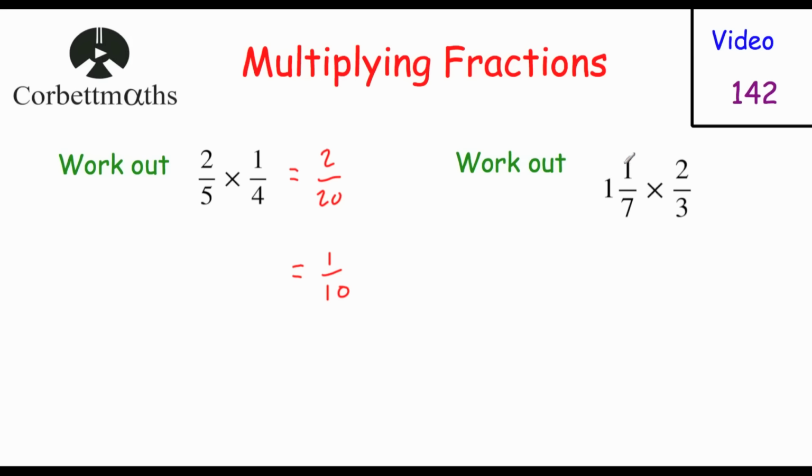Okay, next we've got 1 and 1/7 multiplied by 2/3. Again, this is a mixed number, so let's make this a top-heavy fraction. 1 times 7 is 7, plus the 1 is 8, so 1 and 1/7 would be 8/7. Or another way to think of it is if you had a pizza and you cut it into 7 slices, and then you had an extra one, that's going to be 8 slices, so that's 8/7. And then multiply by 2/3. So let's multiply the numerators, so 8 times 2 is 16, and 7 times 3 is 21. So our answer would be 16 over 21. 16 and 21 have no common factors apart from 1, and that's not going to help us.